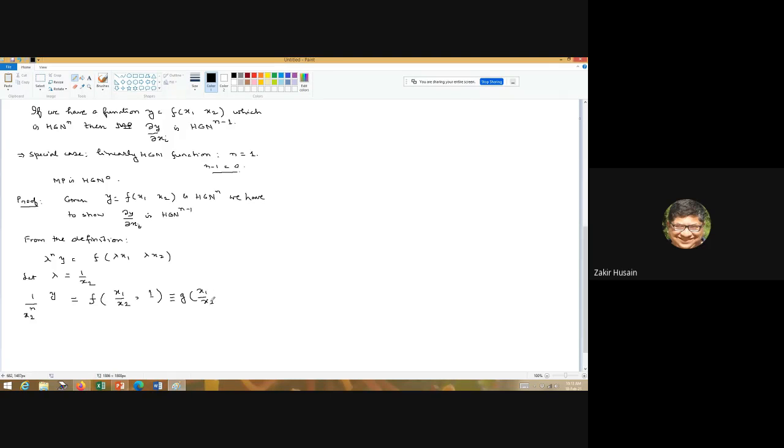as a function of g. Okay, now, if we just bring this part over here, we have y is equal to x2 to the power of n. So this will be g x1 by x2. ঠিক আছে?